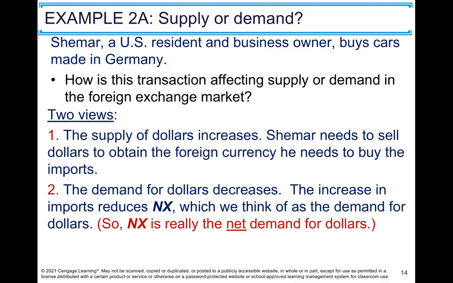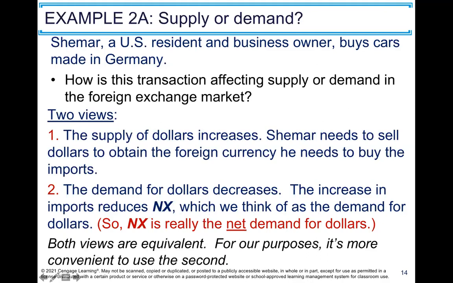Or the other way of thinking about it is that the demand for dollars decreases, because we're now buying a car from Germany. So that means that net exports is reduced, right? Because we're importing now. I increases, so that reduces NX, and we have a shift left in NX. So that means that we have a reduction in NX.